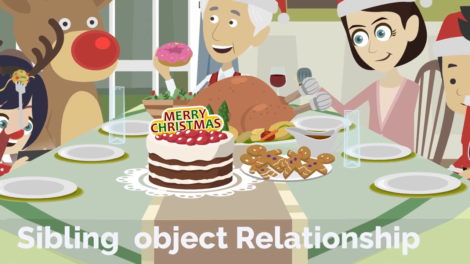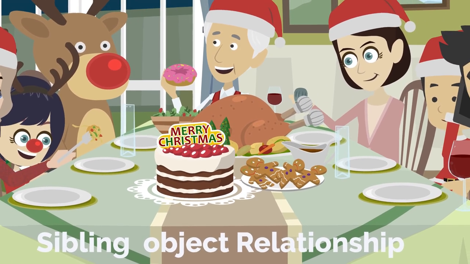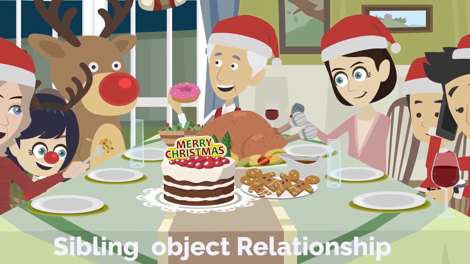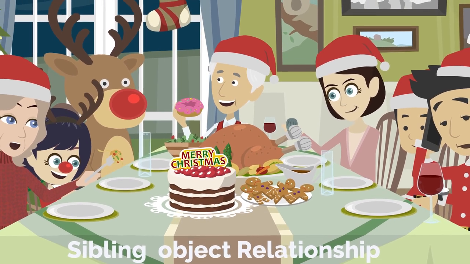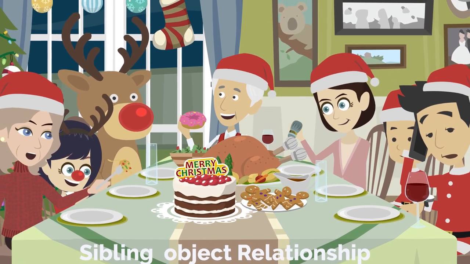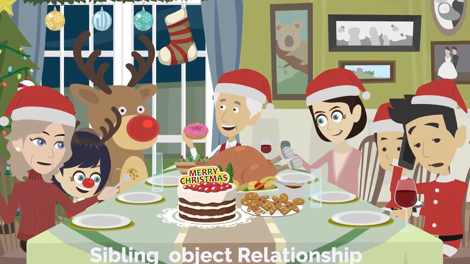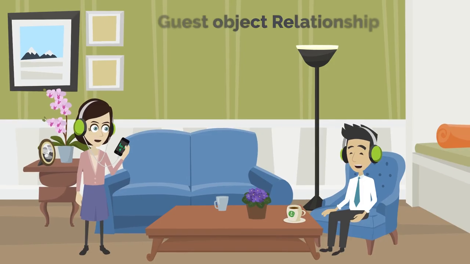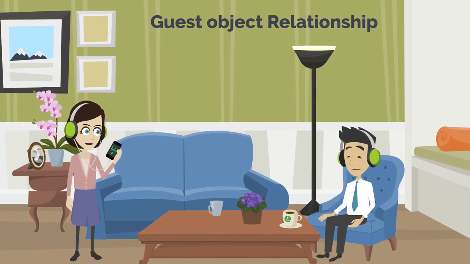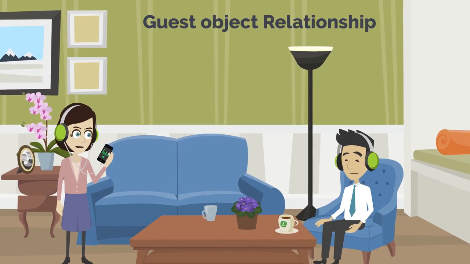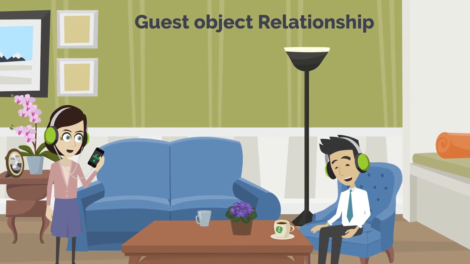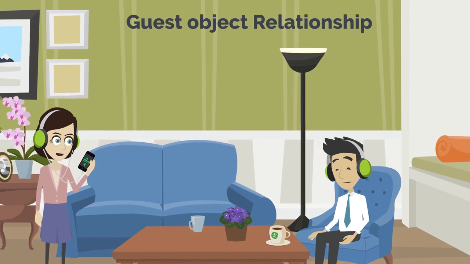Sibling object relationship is the relationships among objects that belong to a family member. For example, laptops, mobile phones, smart watches, game consoles, etc. owned by a family. Guest object relationship is the relationships among objects owned by the users in the guest role. For instance, when a person spends time at a friend's place and takes the liberty as a guest.